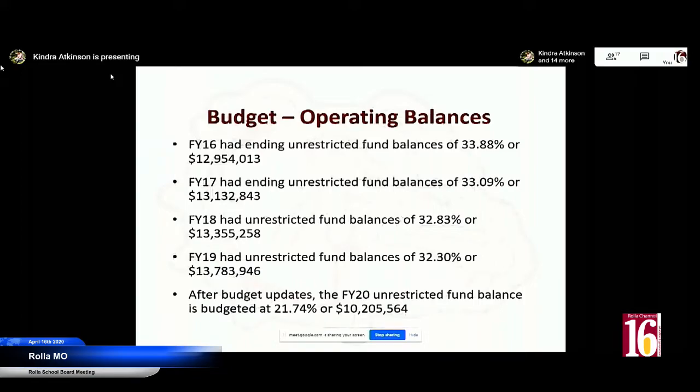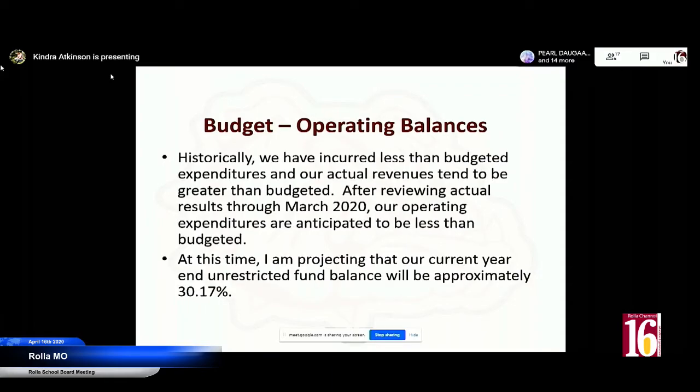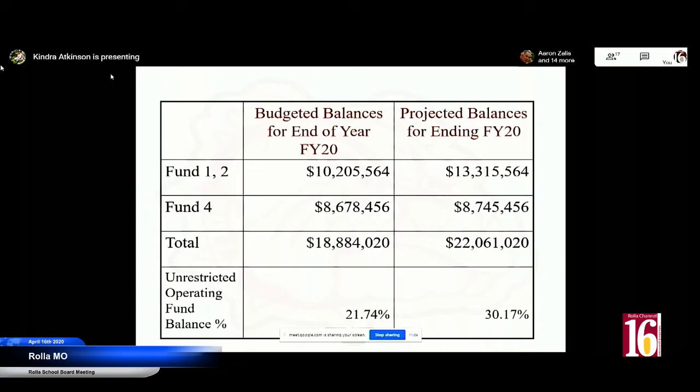So looking at our operating balances, for fiscal year 20, we currently have a budgeted fund balance of 21.74% as of June 30th. That's what we're budgeted for. But as you know, we typically incur less expenditures and our revenues come in a little bit better, primarily because we budget so conservatively. So at this time, I'm estimating that our unrestricted fund balance will be closer to 30% come June 30th. Here you can just see the two comparisons.